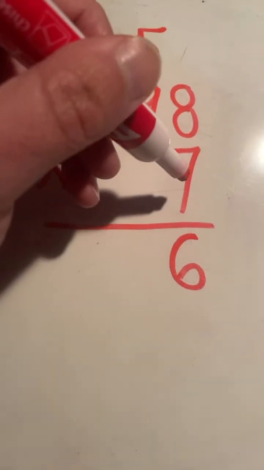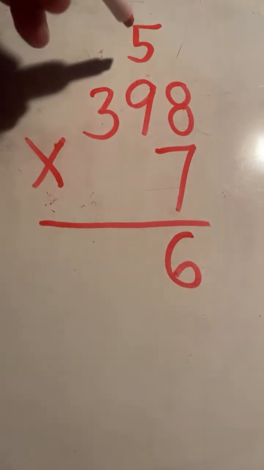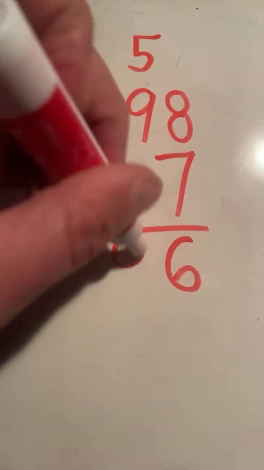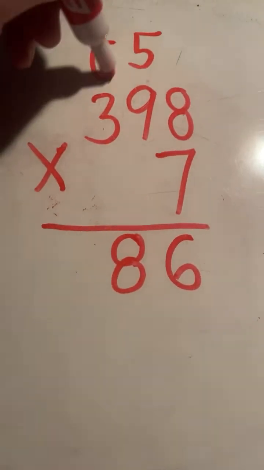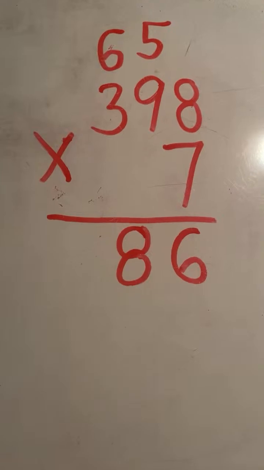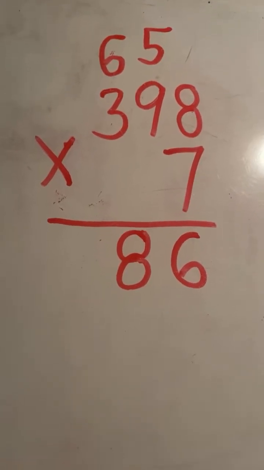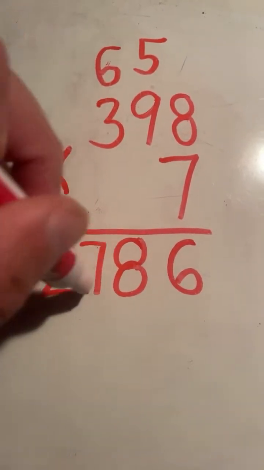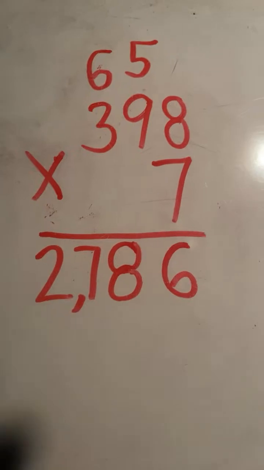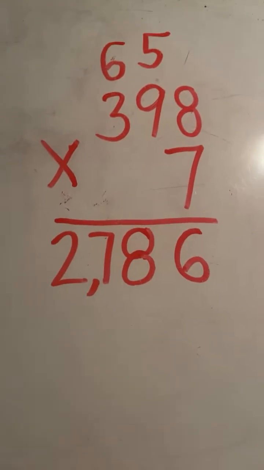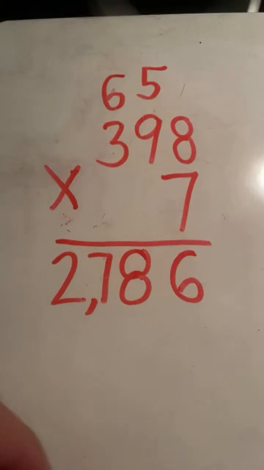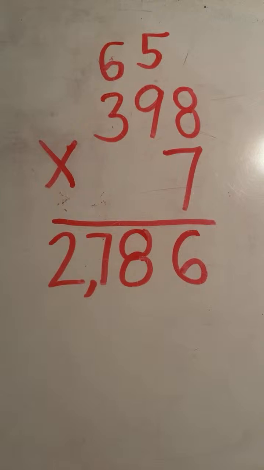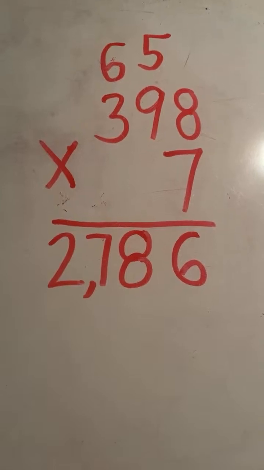9 times 7 equals 63. We have to add the 5 that we carried over. 63 plus 5 equals 68. Again, we're regrouping. The 8 in 68 goes in the tens place. The 6 gets carried over to the hundreds place. 3 times 7 equals 21, plus 6 equals 27. And we have our final answer. 398 times 7 equals 2,786.